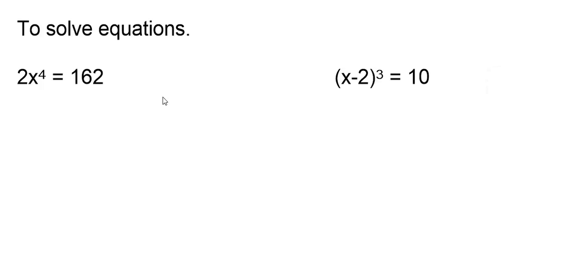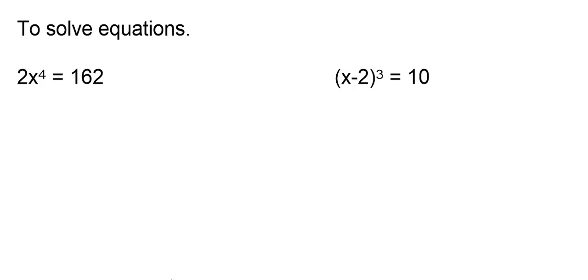All right. Well, we're going to finish up. What we're going to do here is I have two examples of solving equations, and we're going to use some fractional exponents and inverse operations of roots to help us do that. All right, well, right here we have 2x to the fourth equals 162. Well, we're going to solve this.